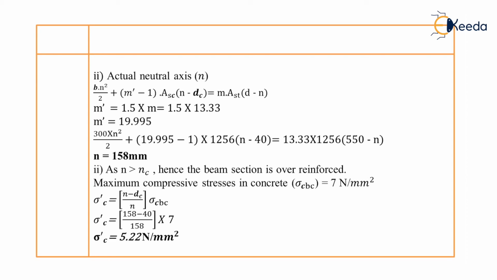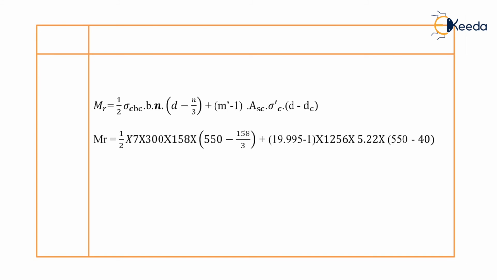So our last step is to find the moment of resistance, and we have the formula here. After putting in the values of sigma CBC, b, n, and all other values, and calculating, we will get the answer: MR, that is the moment of resistance, is equal to 146.02 into 10 raised to 6 Newton mm, which is equal to 146.02 kilonewton meter. So here we have completed type 2, to determine the moment of resistance of a doubly reinforced beam. Thank you.